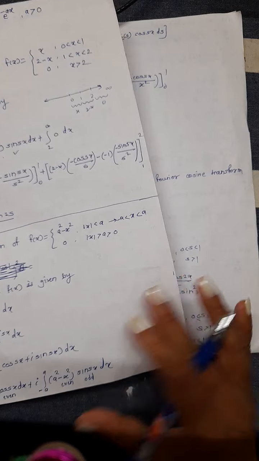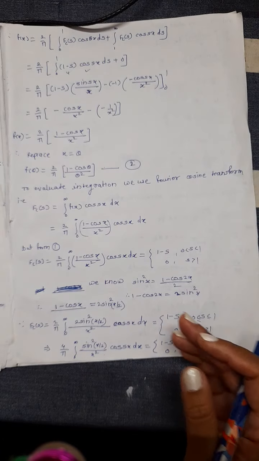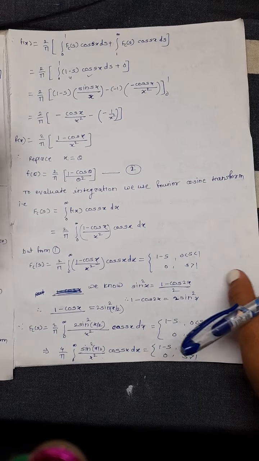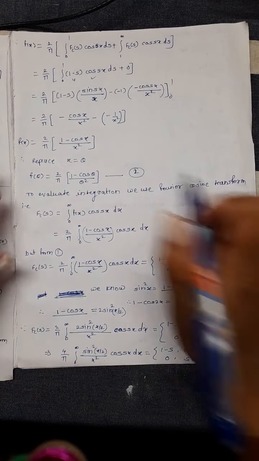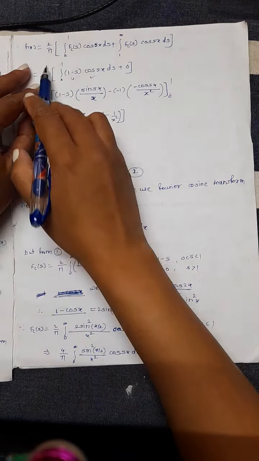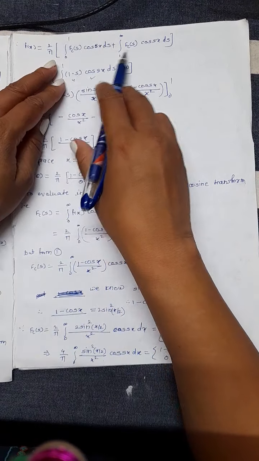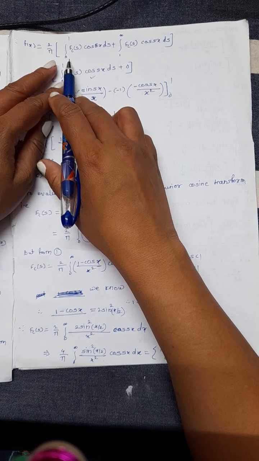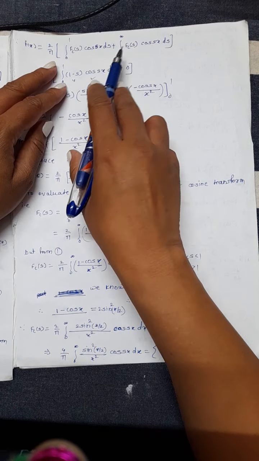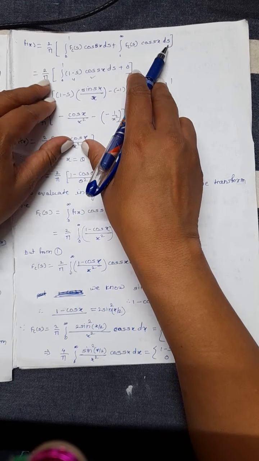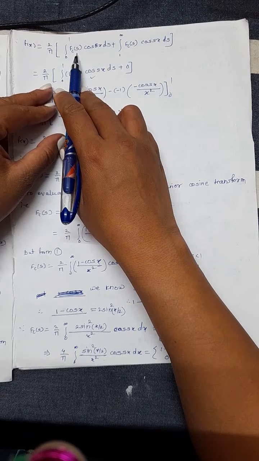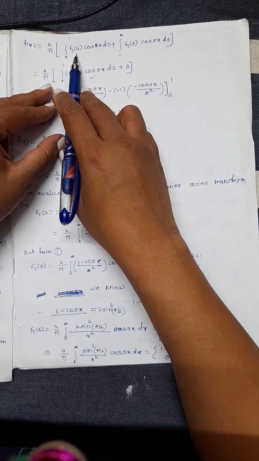That's why the integration becomes f(x) is equal to 2 upon pi, integration split into two. First one is 0 to 1 Fcs cos sx dx plus 1 to infinity Fcs cos sx dx. I put the values of Fcs here. That is a function in s, which is given in the example itself.